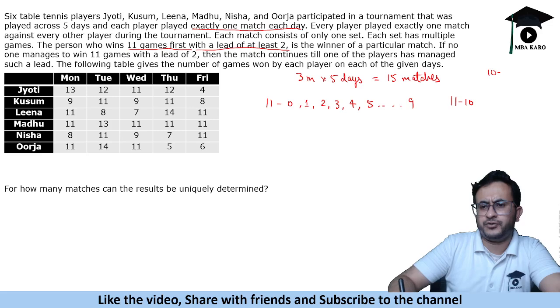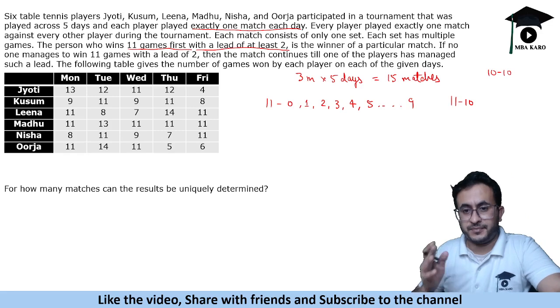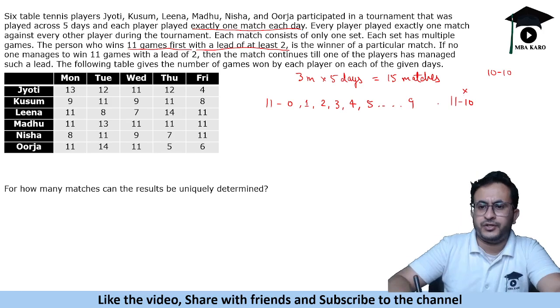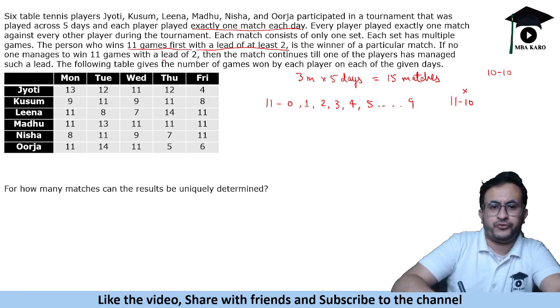How will 11-10 happen? If two players reach 10-10, then it becomes a score of 10-10. So now a person cannot win with 11-10. One has to have a lead of 2. So that means you will win 12-10.